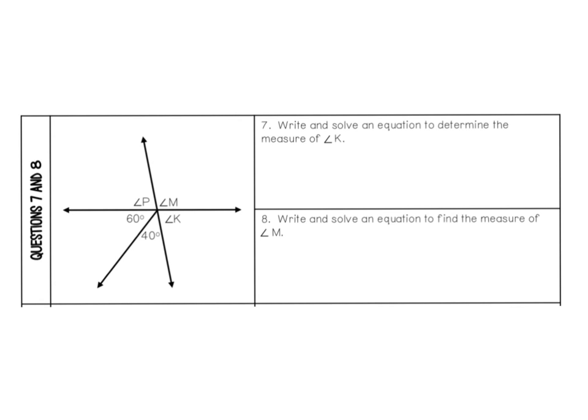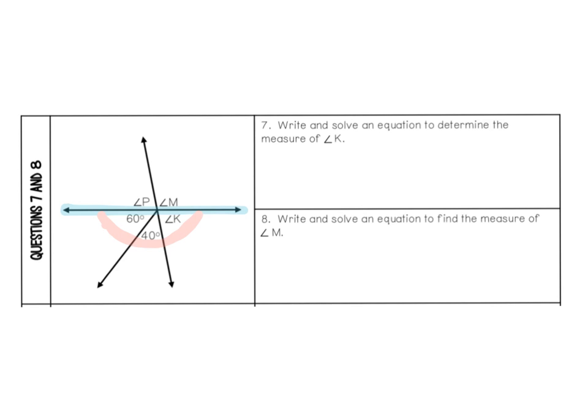All right, question 7, we're going to use the picture on the left for 7 and 8. It says, write and solve an equation to determine the measure of angle K. If I look at this, I can see this straight line here. And we know that when a straight line forms, we form supplementary angles. So this should form a supplementary angle, and we know that supplementary angles are going to be 180 degrees.